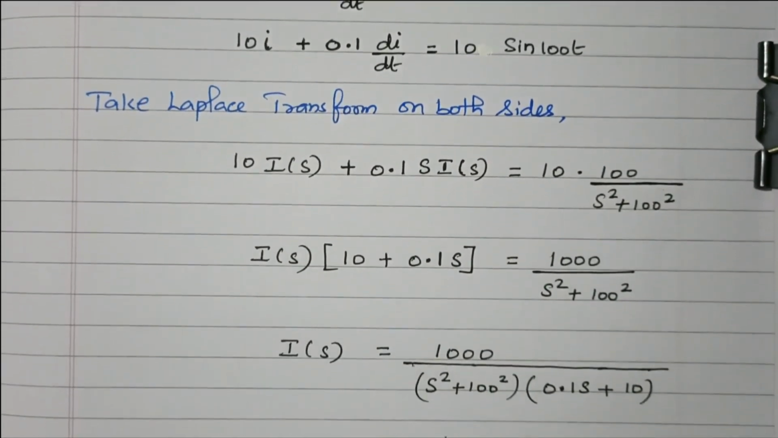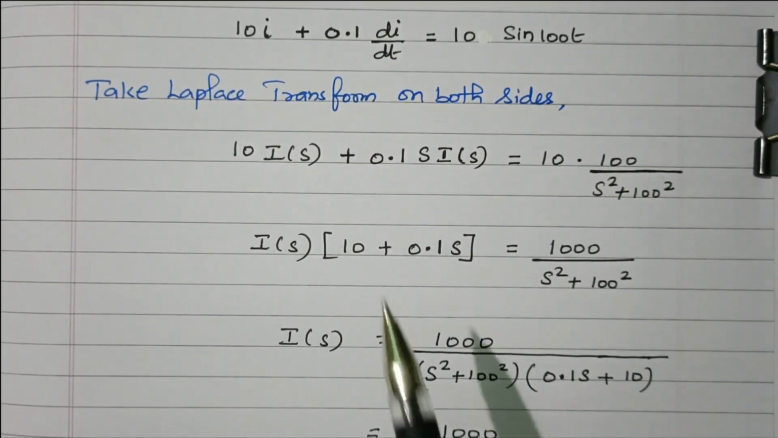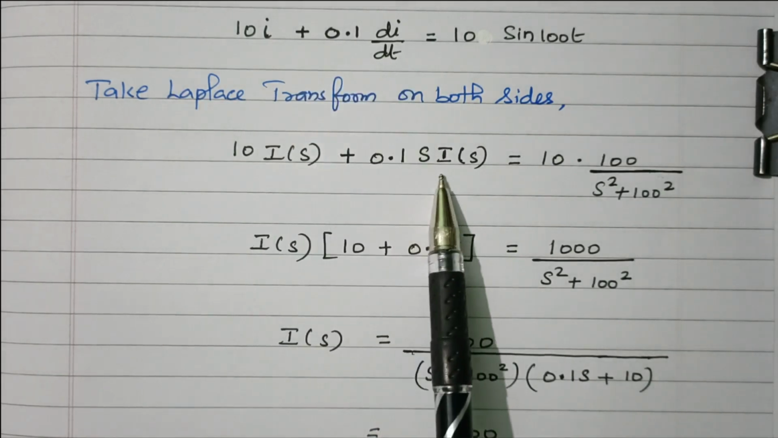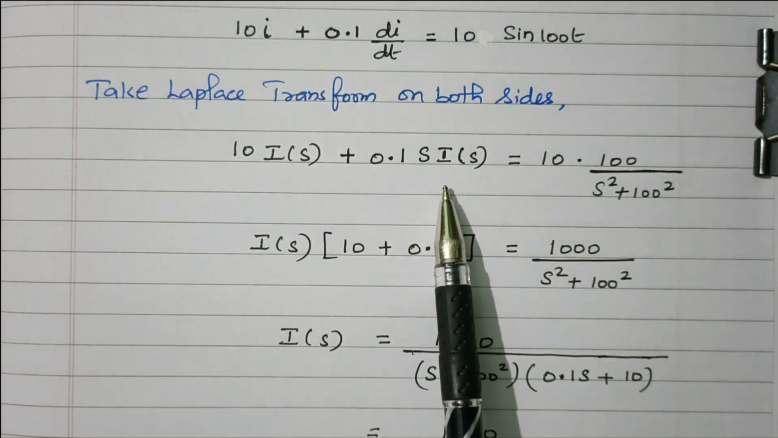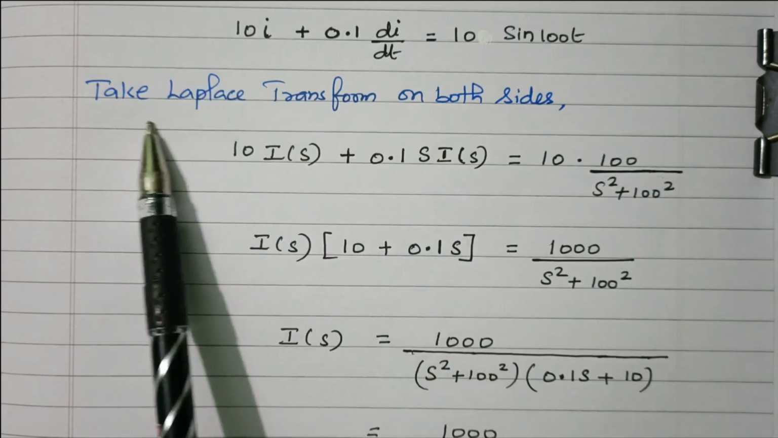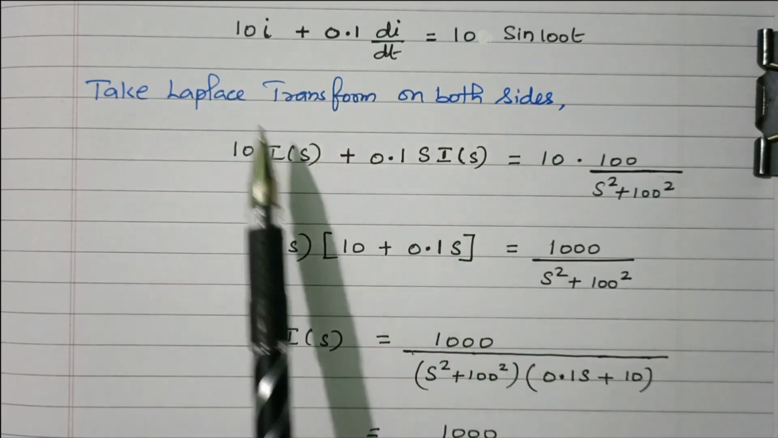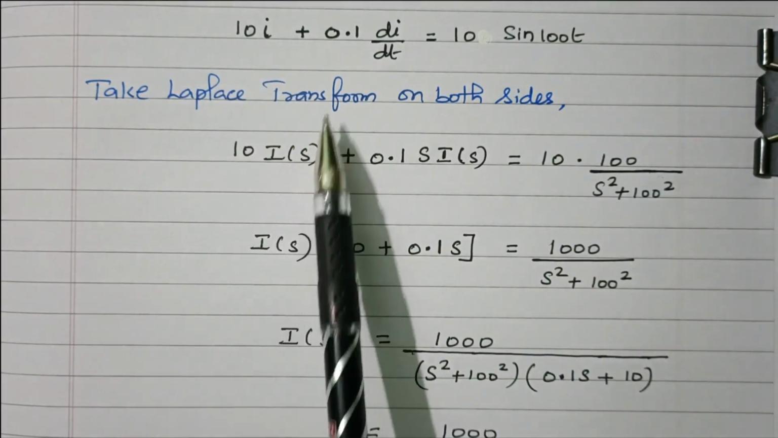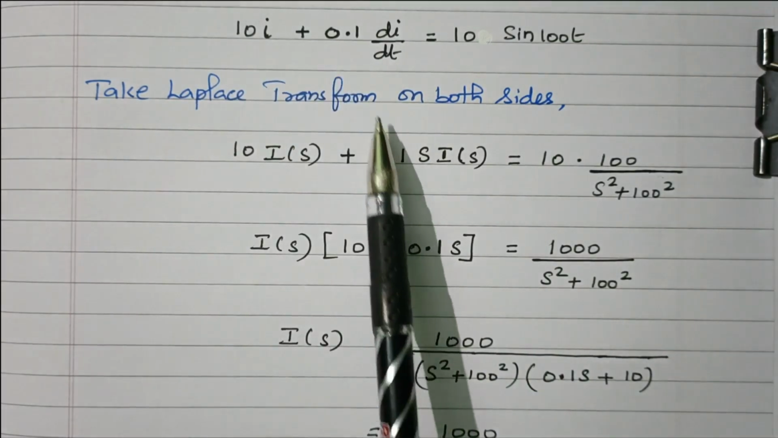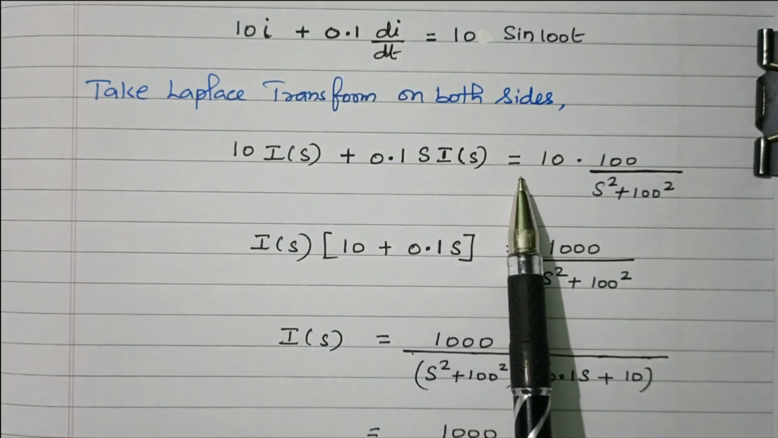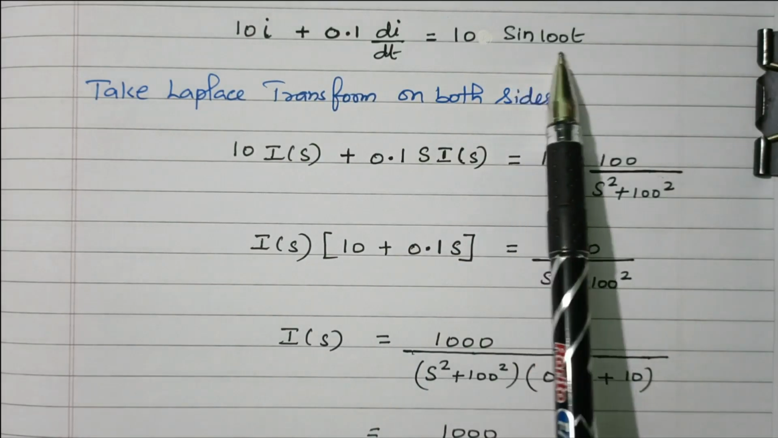So first we will find the Laplace. We'll take the Laplace transform on both sides so that the t domain will be converted into s domain. After simplification, we need to take inverse Laplace so that again we'll get the t domain. So take Laplace transform on both sides. 10 is constant. The Laplace of i is I(s). 0.1 is constant. The Laplace of di by dt is s into I(s). That is equal to 10 sin 100t.